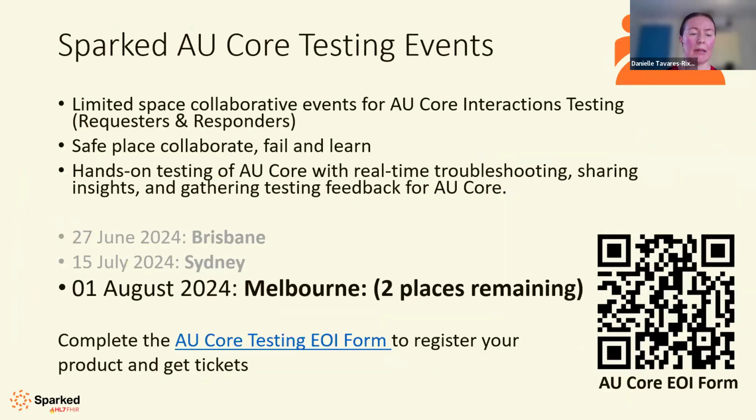So last bit about that, there is one more AU Core testing event, and that is in Melbourne on the 1st of August. I was informed a couple of days ago, and I hope it's still true, that there are still 2 spots left. So if you were thinking of being involved in AU Core and coming to the AU Core testing event, Melbourne is that last opportunity. There's a QR code to the form there, but I think Jamie will drop it in the chat. So you want to get registered for that as soon as you can, because there's only 2 more spaces.